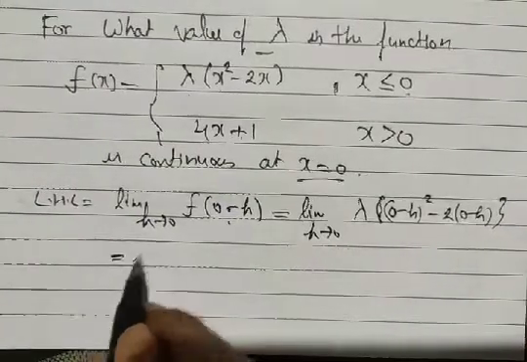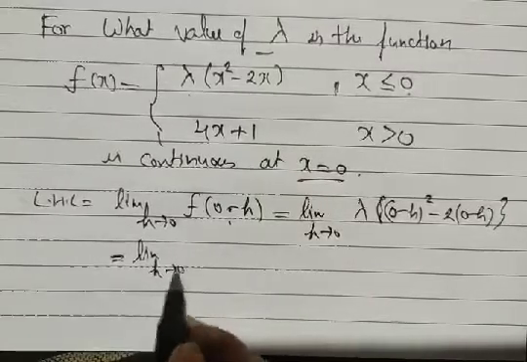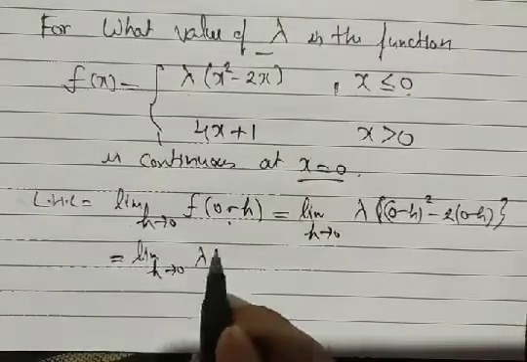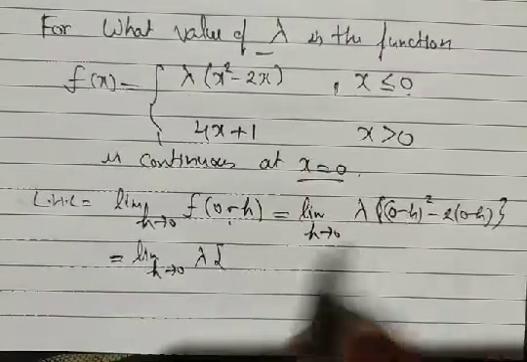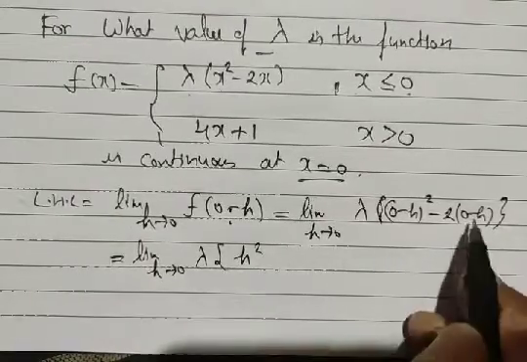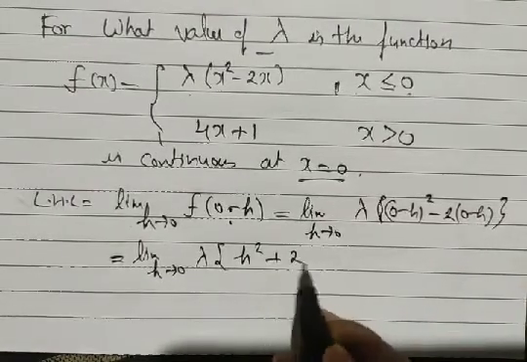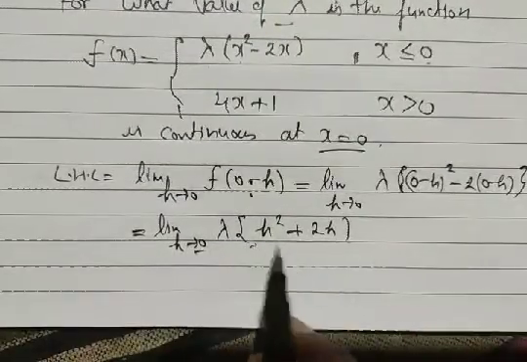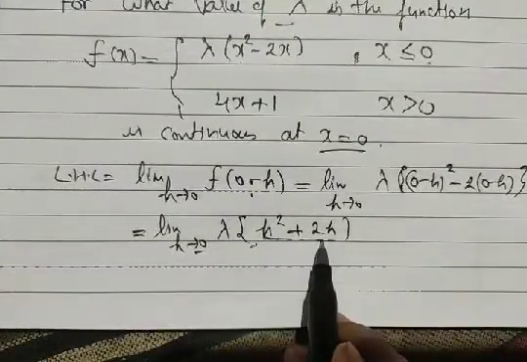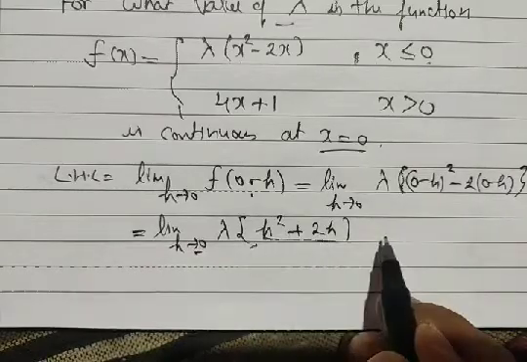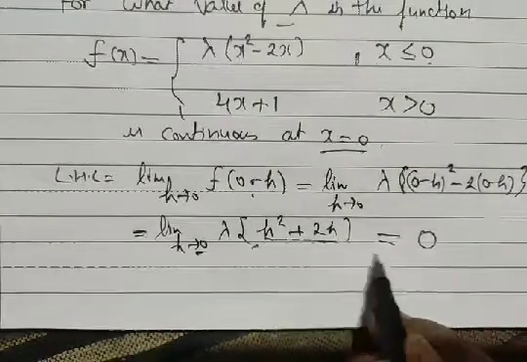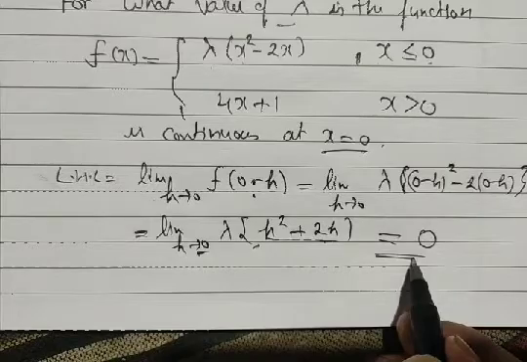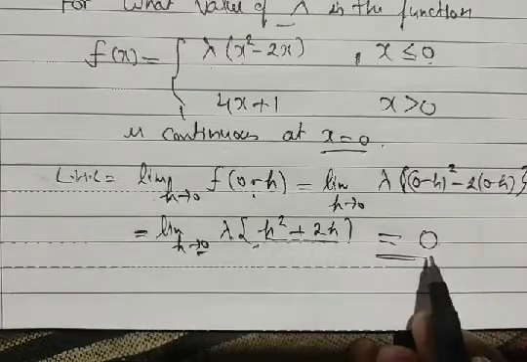Then we get limit h tends to 0 of lambda h square plus 2h. Obviously when h tends to 0, this is equal to 0. We get our limiting value as 0, lambda into 0, which is 0 here.